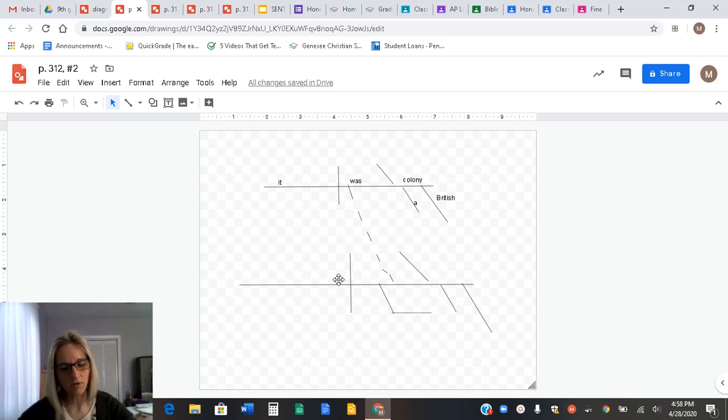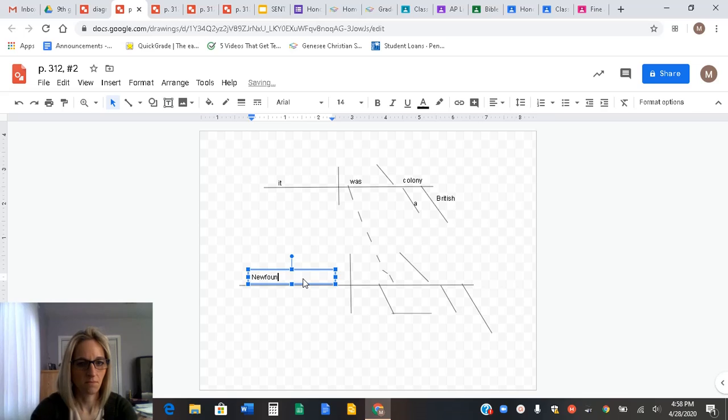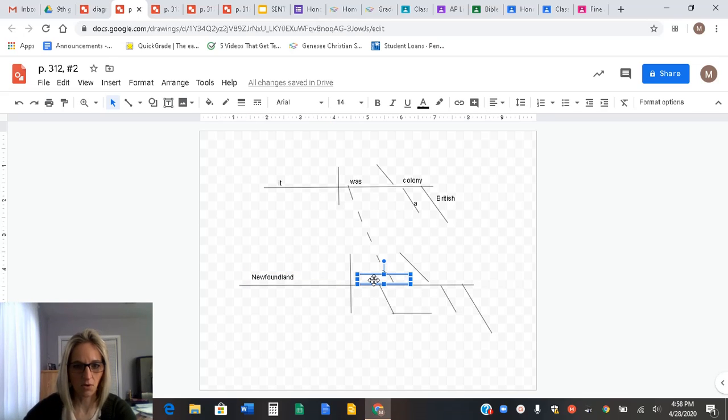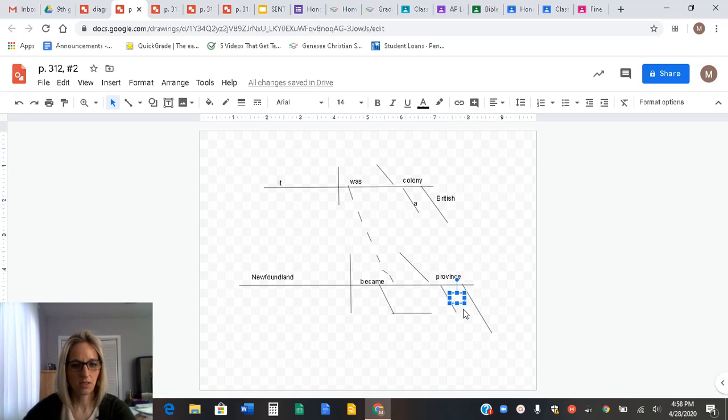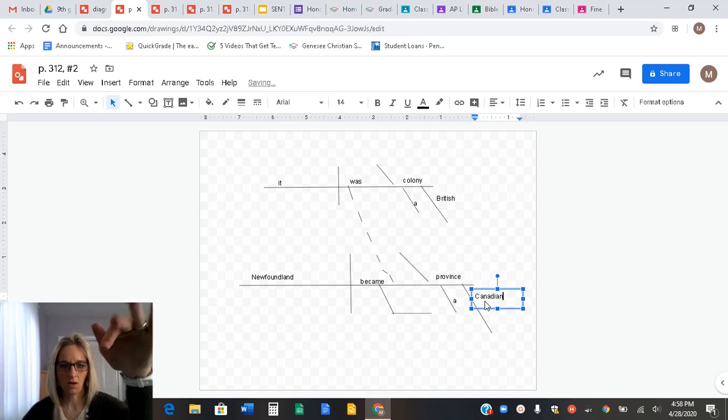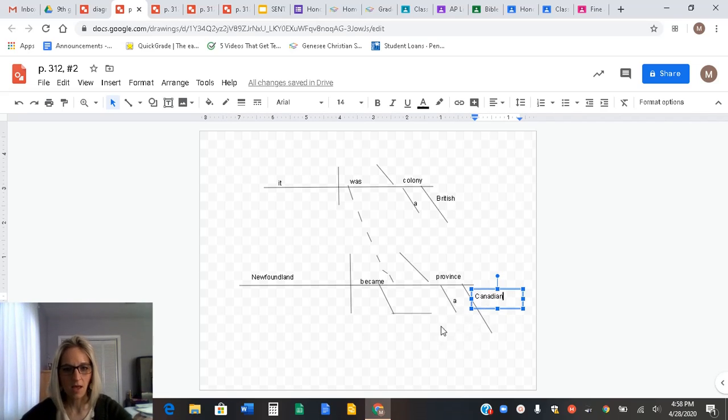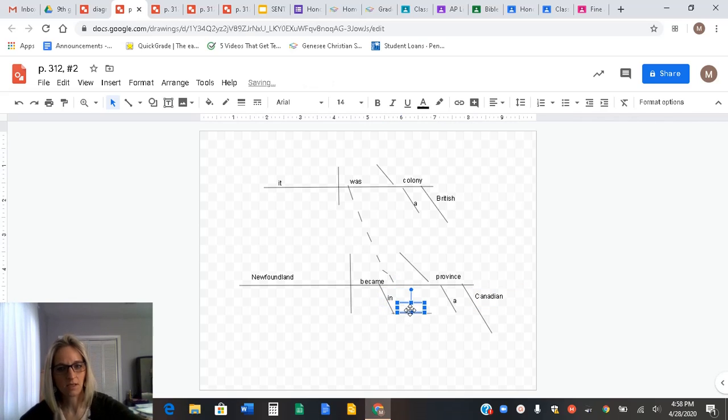Okay, so now let's do our dependent clause. What is the subject? Newfoundland. What is the verb? Newfoundland what? Became. Newfoundland became what? Province. What words describe the province? And what should go here? Canadian. Again, it would be on the line. All right, and then what goes here? In 1949, right? Because that is telling me when it became. So it is a prepositional phrase functioning as an adverb, okay?